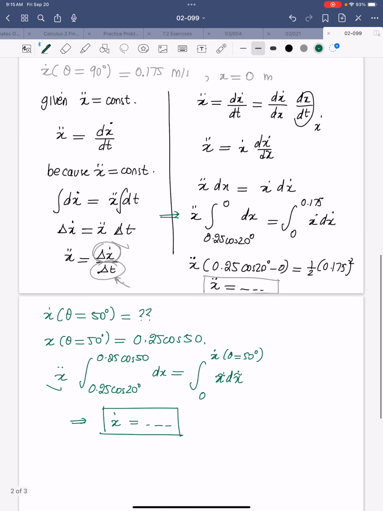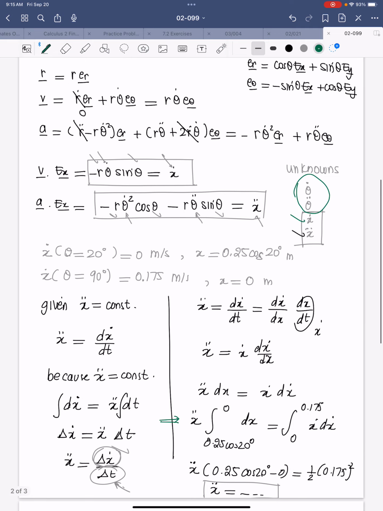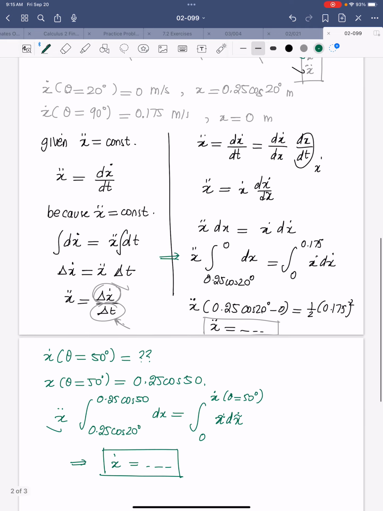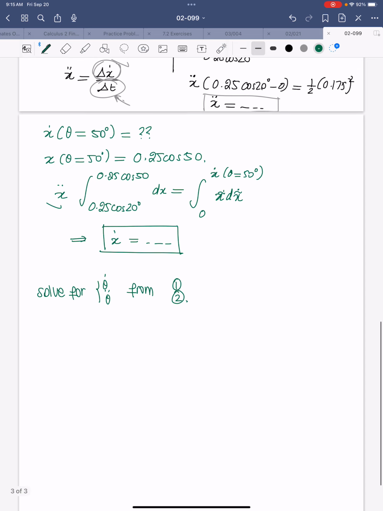Once I find x dot, I have found two unknowns, two out of the four. So I'm left with two unknowns and the two equations, 1 and 2. So now I can solve for theta dot and theta double dot from 1 and 2. And once I know all these quantities, I can solve for the acceleration.